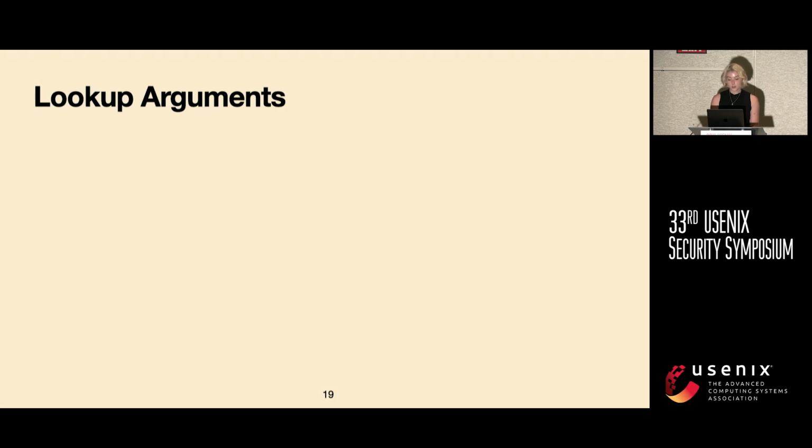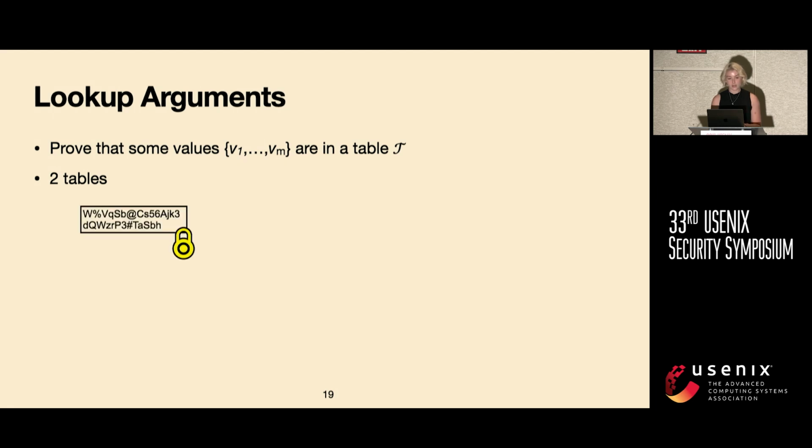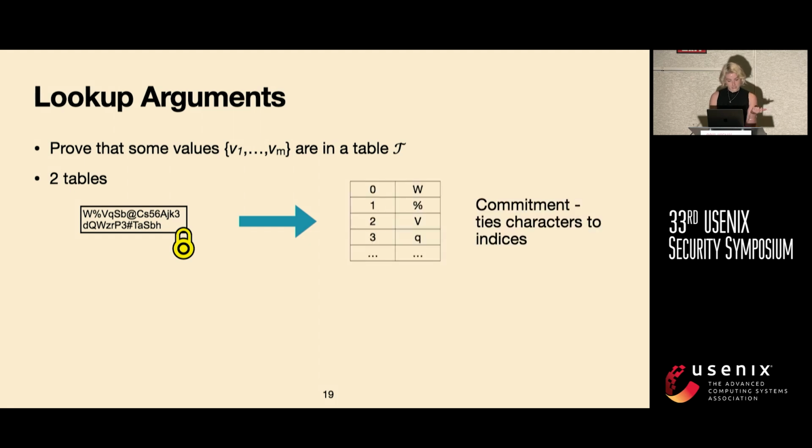The next key component of Reef is its use of lookup arguments. A lookup argument is a way to prove that a series of values are in a table. Reef uses 2 tables. The first is a private table that corresponds to the private document. And in particular, you can think about it as a table with an index column and a character. And essentially what we have here, as with a private table, is just a cryptographic commitment. And this is a way for us to tie characters to indices in the document.